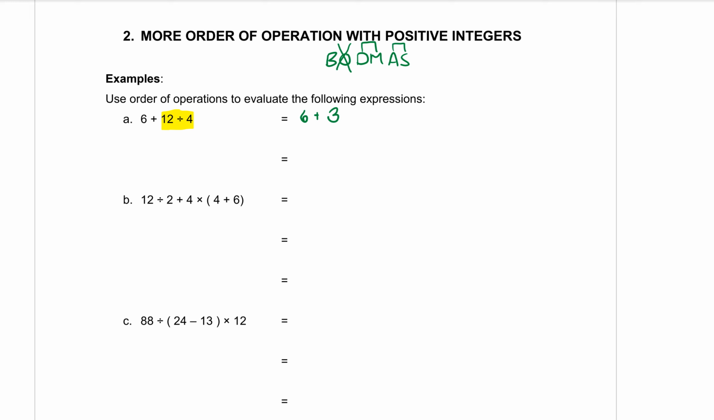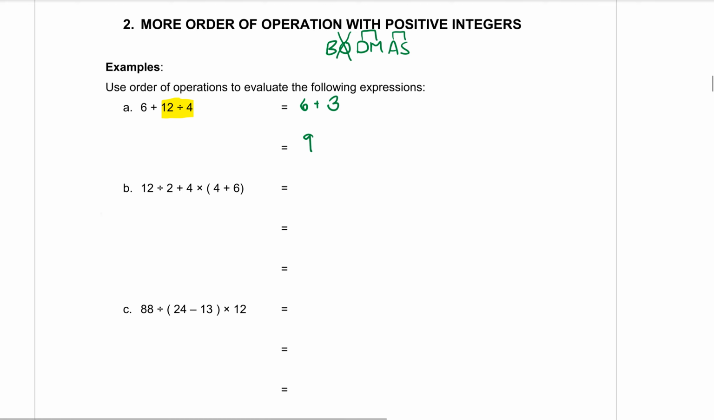Okay, so now when I look at what is remaining over here, I have no brackets, I have no division and multiplication, but I do have one addition there to do. So I'm going to go 6 plus 3, which is equal to 9. Okay, so that's the answer to that question. Moving on to part B.